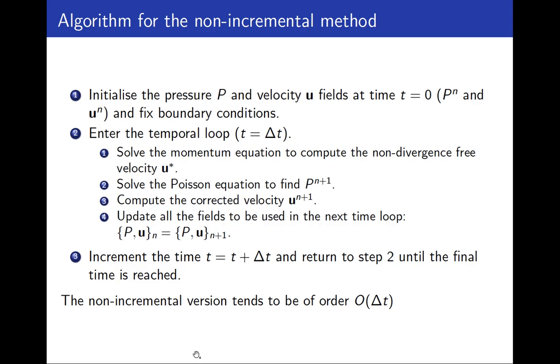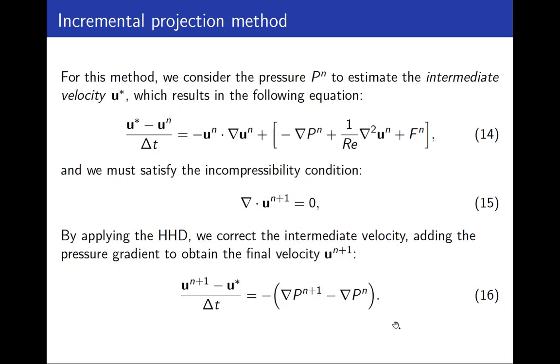The non-incremental version tends to be of order delta t. That means you have to use very small values of delta t in order for your method to be stable. Otherwise, if you use slightly larger values of delta t, you might observe some errors. Your velocity values and pressure values can have some errors. So you have to be careful with your choice of delta t.